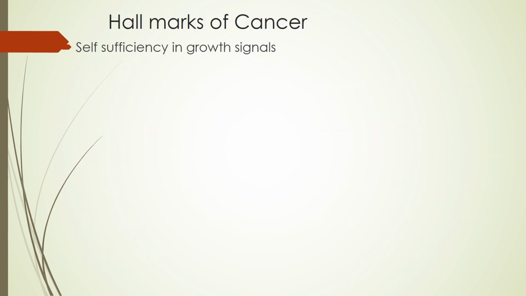Hallmarks of cancer. Self-sufficiency in growth signals. They are self-sufficient. They are not dependent upon the body or the normal cycle. They are outlaws. They don't believe in any law. They don't follow the law.